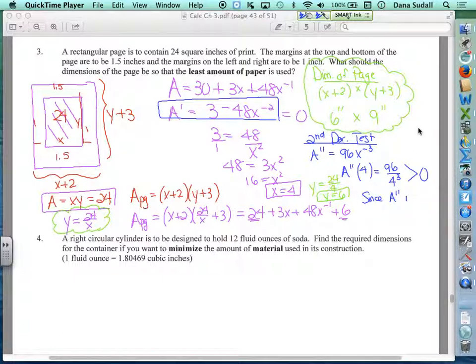Since A double prime is positive, that means A, the original function, is concave up at x equals 4. So x equals 4 is a concave up minimum. Right. And if you're not sure, draw something that's concave up, and then you'll be able to see that that's a low point in the graph there. Okay, that is it.